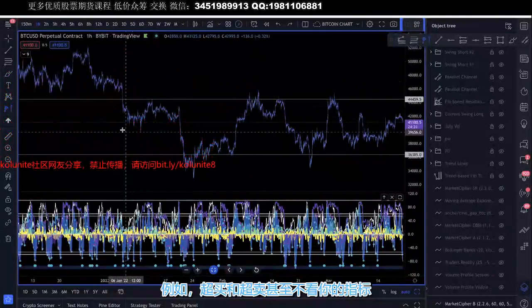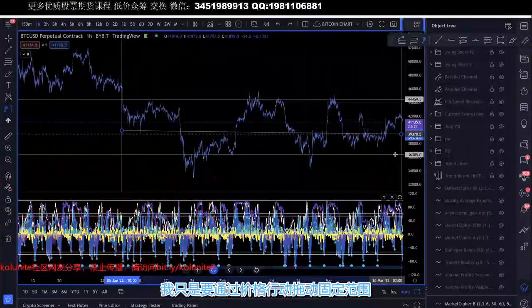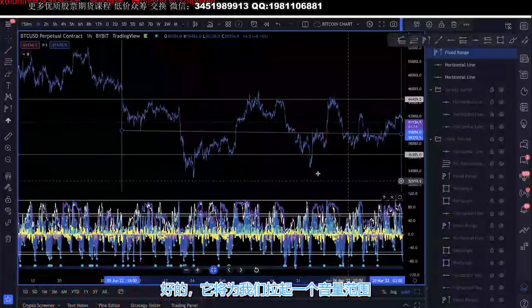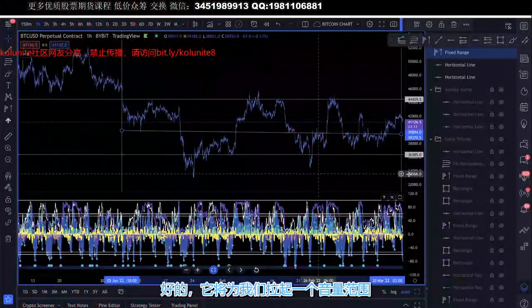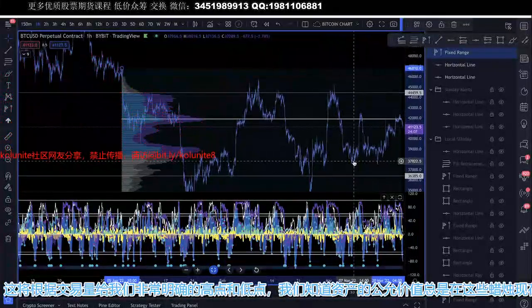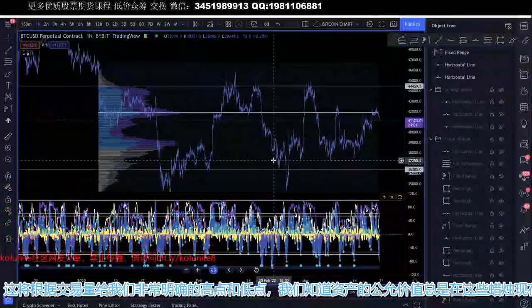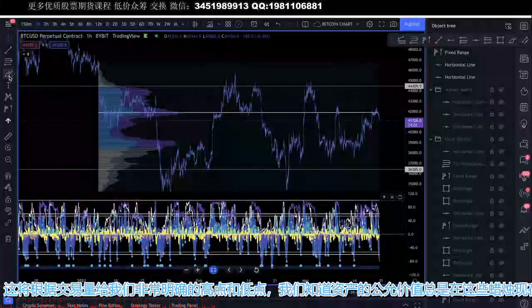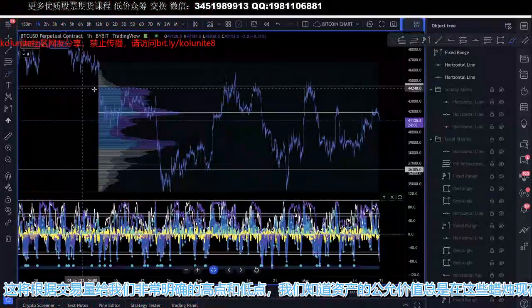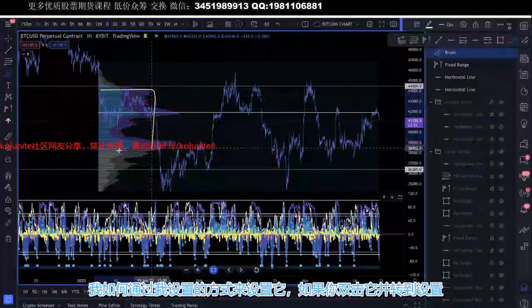Okay, so for example, I'm just going to drag the fixed range through the price action. Okay, it's going to pull up a volume range for us. And now what this is going to do is give us very clear highs and lows based on volume, where we know that the fair value for the asset is always going to be where these candles are shaded color.